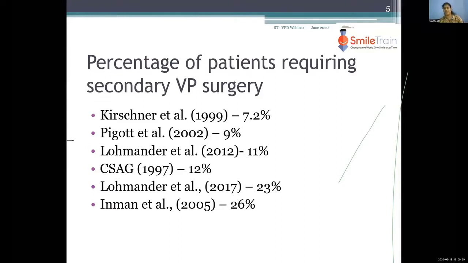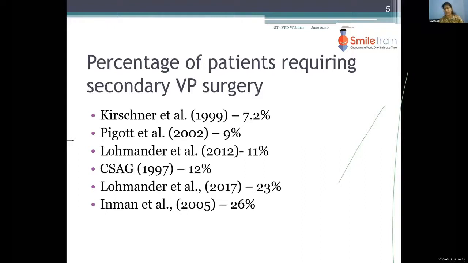Now, this is not a very comprehensive review yet, but I just tried to pull out from the literature the different percentages of velopharyngeal dysfunction that have been reported. There is a wide range reported, starting from 7.2% to 26% onwards. This is just to emphasize the need for this topic. I'm not going to probe into why these variations are noticed; that will be a whole webinar by itself. But I'm not surprised that many people have requested continuing education on a topic like this.